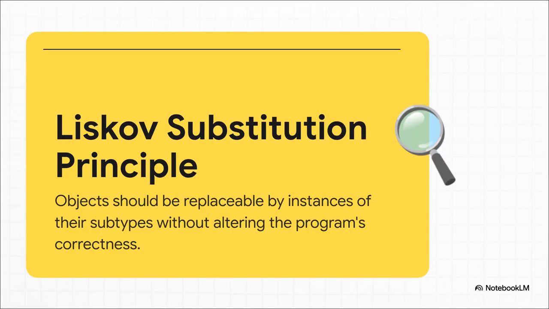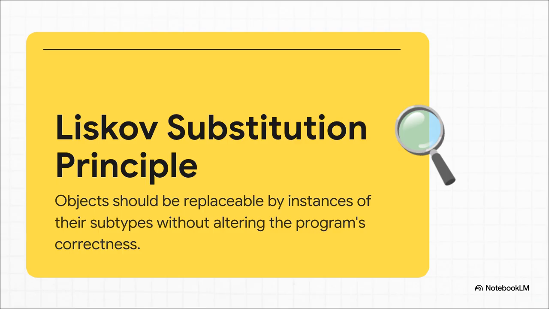And that leads us perfectly into the Liskov substitution principle, or LSP. I know, it's a fancy name, but the idea behind it is pretty straightforward. It just says that you should be able to swap in a child class for its parent class, and the program should not blow up or do something weird.